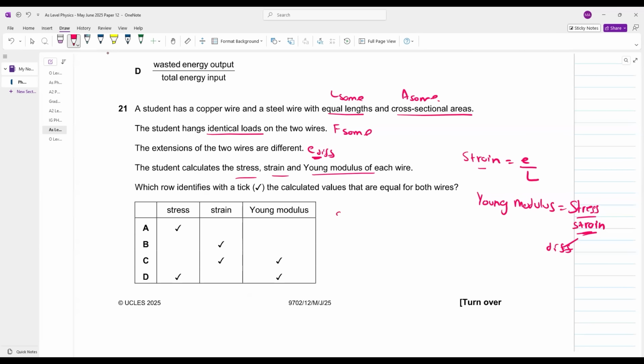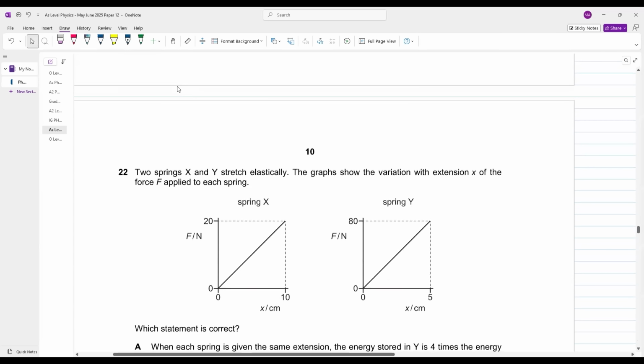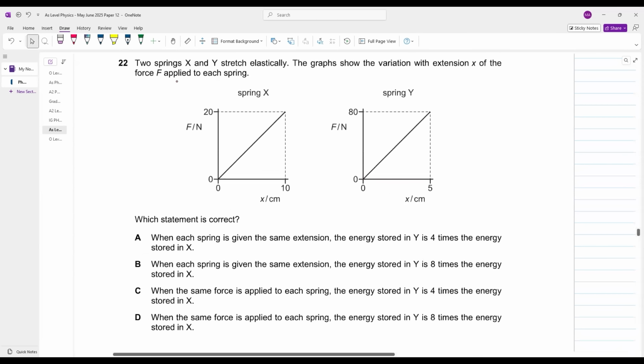Let's see what happens to stress. Stress is equal to force over area. अब दोनों वायर्स की अगर फोर्स सेम है, एरिया सेम है, दिस इज सेम फॉर बोथ द वायर्स, दैट मींस द स्ट्रेस फॉर बोथ द वायर्स विल बी सेम. A is your answer. Simple. Let's move ahead.